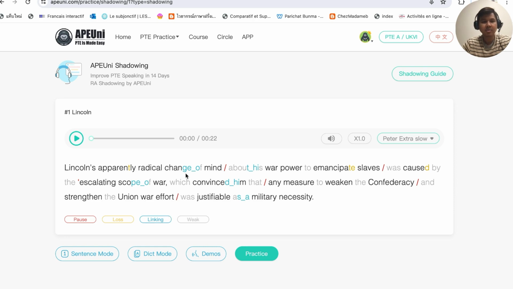Linking is the blue color here. There are so many things that you have to link, but you don't need to do all of this linking or connected speech in order to get 90. But if you can, please do. But it's not something that you have to worry too much about. For example, you don't need to do 1, 2, 3, 4 or 5 linkings. Just do 2 or 3 at the minimum.